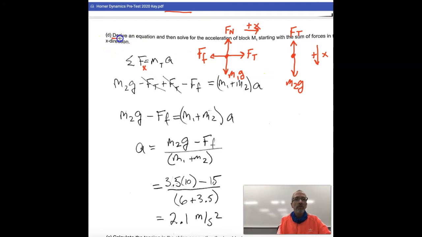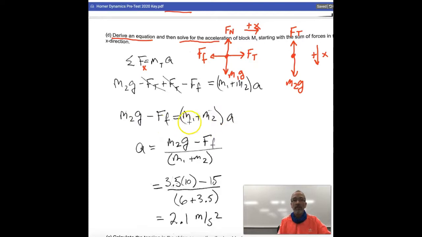Also notice this says derive an equation. You have to derive the equation and solve for the letter, and then solve for the acceleration. So please make sure that you do that. If you stop here, you're going to miss a point, and I'll show you where the points come from in a second. I'm going to cross off Ft for both of these, and that gives me m2g minus Ff equals m1 plus m2 times a.